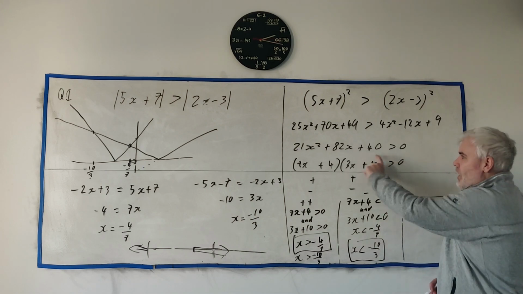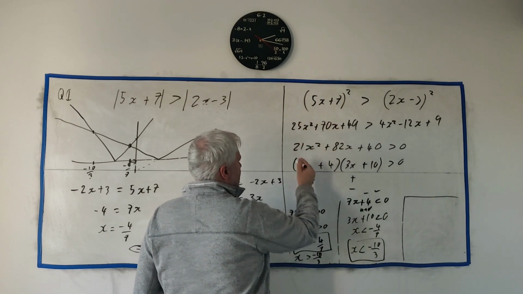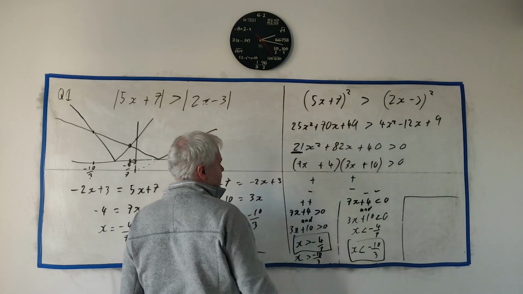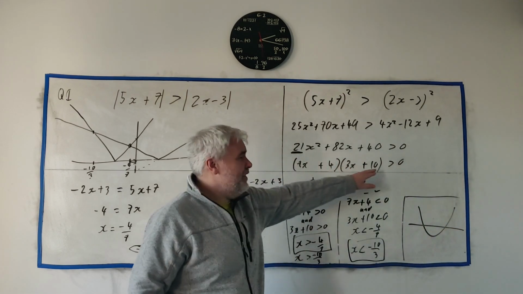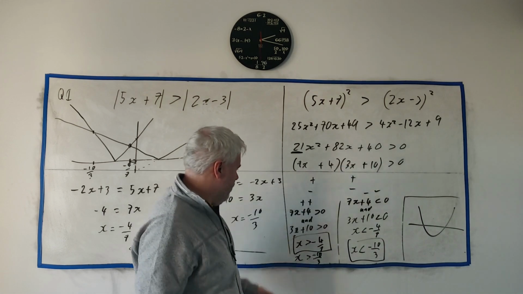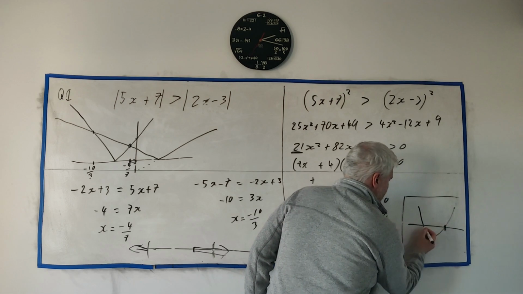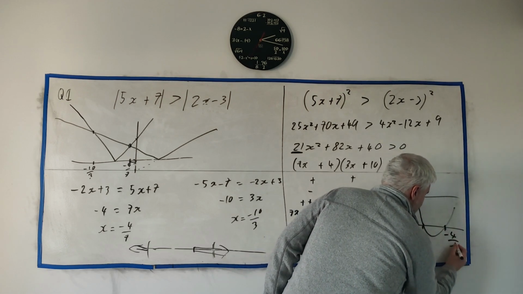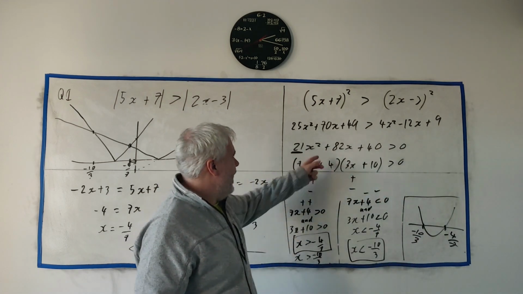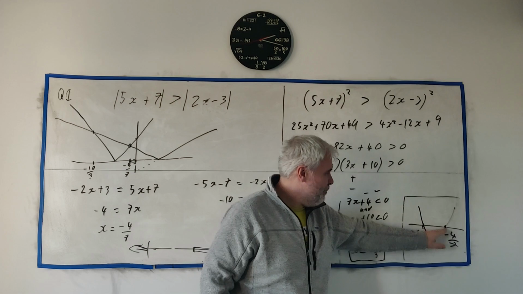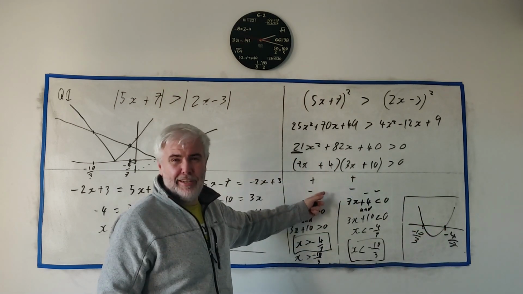A slightly different way from this point here. If we have a quadratic, a positive quadratic, this number is a positive, looks like this. If you just solve this, pretend this was equals, just solve this, you would get this number and this number. Minus 4 over 7 and minus 10 over 3. Well, when is this bigger than 0? Well, it's when it's bigger than this one and less than that one. So you didn't have to do it this way.